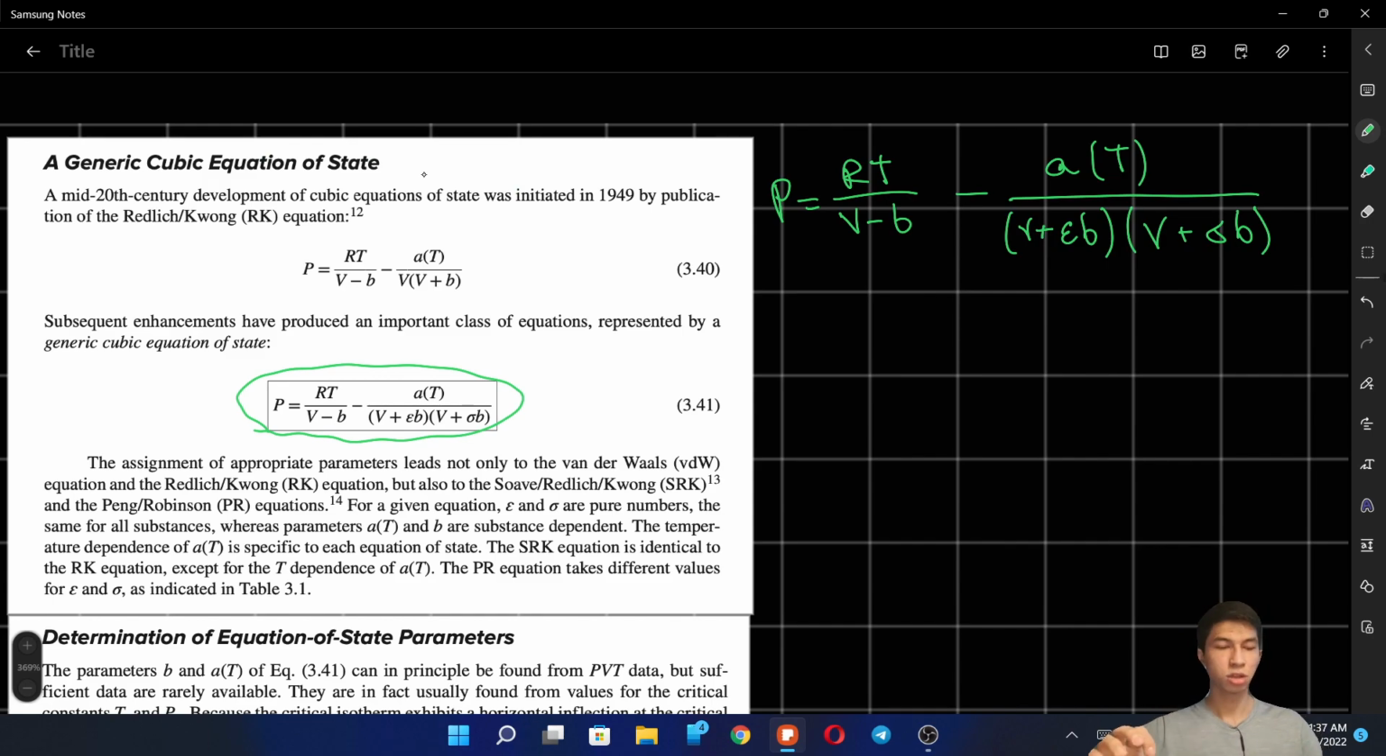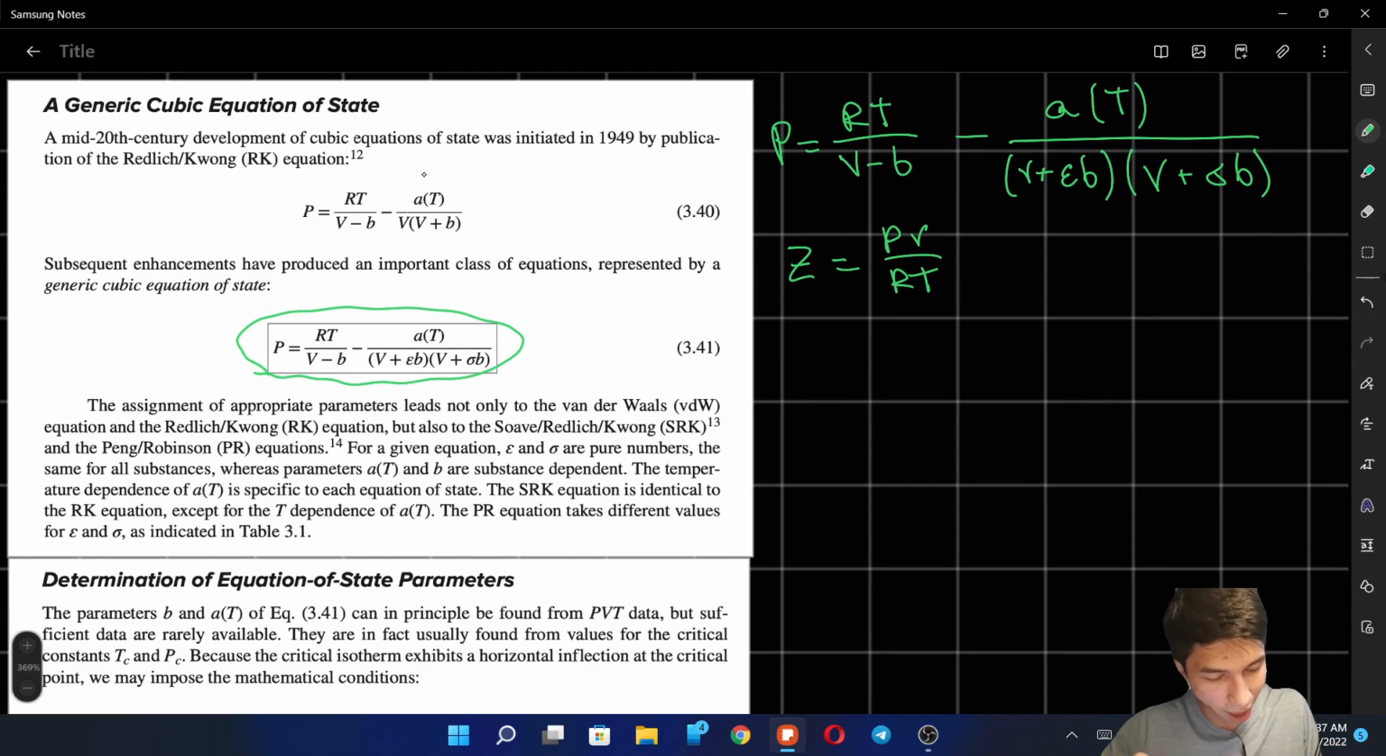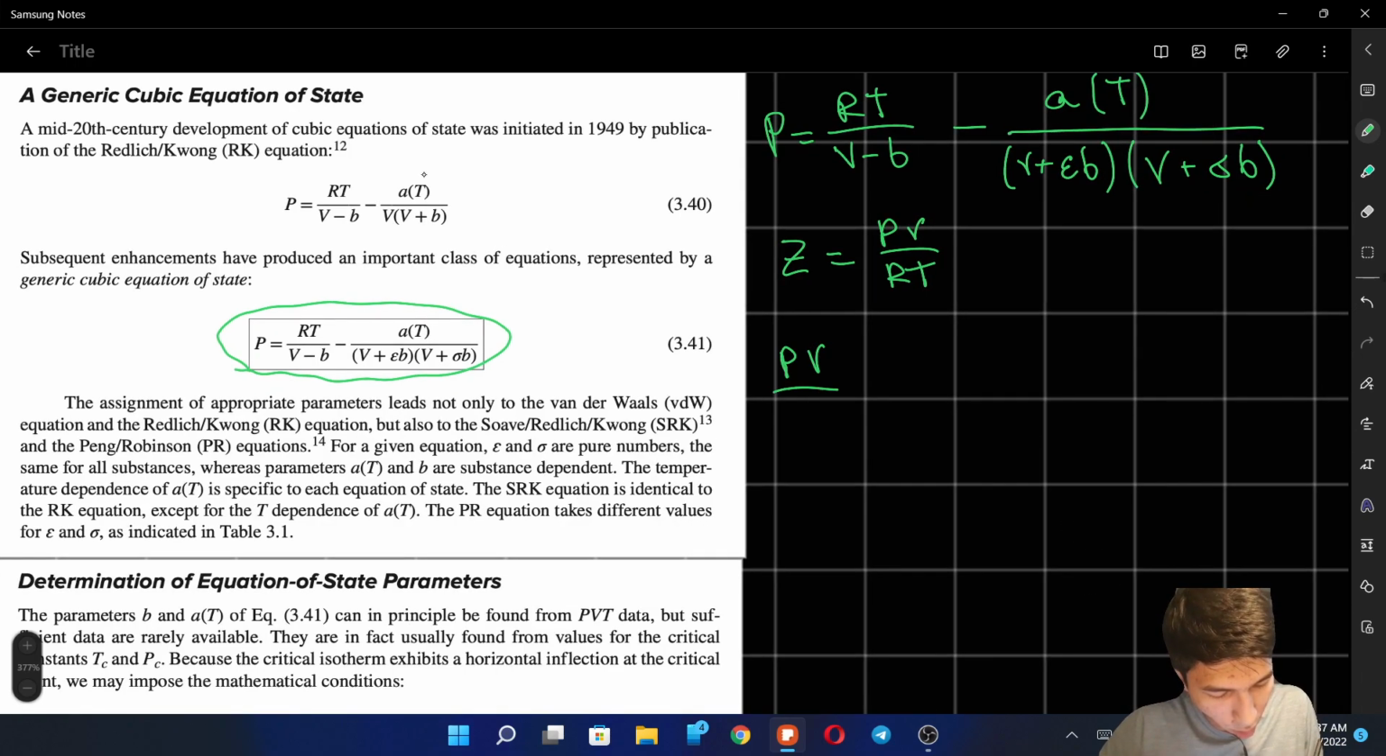Okay, as we have this, we want to express our polynomial in terms of Z, which is the compressibility factor, equal to PV over RT, right? So for our cubic equation of state, let's multiply every term by V and divide by RT. So we'll have pressure times volume over RT on this side.